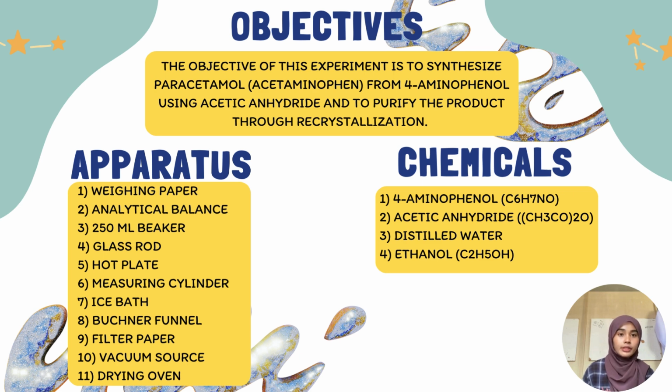After that, the apparatus. First, weighing paper. Second, analytic balance. Third, 250 ml beaker. Fourth, glass rod. Fifth, hot plate. Sixth, measuring cylinder. Seventh, ice bath. Eighth, Buchner funnel. Ninth, filter paper. Tenth, vacuum source. And lastly, drying oven.